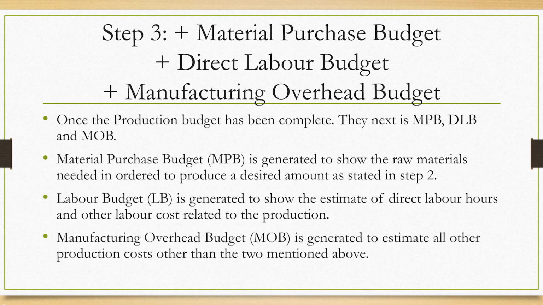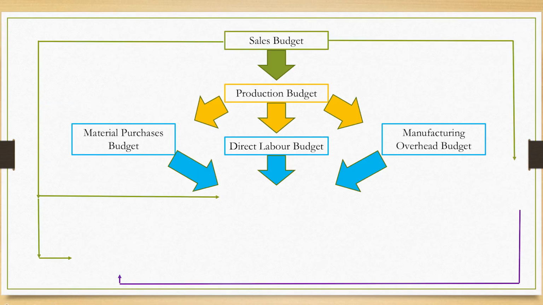Step 3 includes working out the material purchase budget, the direct labor budget, and the manufacturing overhead budget. The material purchase budget is generated to show the raw materials needed in order to produce the desired amount as stated in Step 2, the production budget. Then there's the labor budget, generated to show the estimate of direct labor and other labor costs related to production. And lastly, there is the manufacturing overhead budget. This is generated to estimate all other production costs other than the two mentioned before.